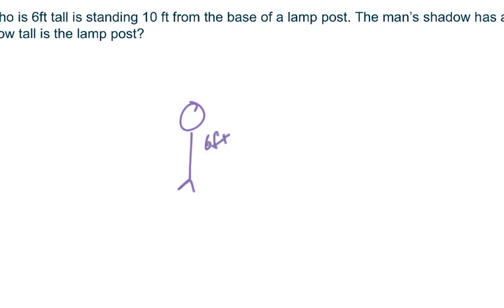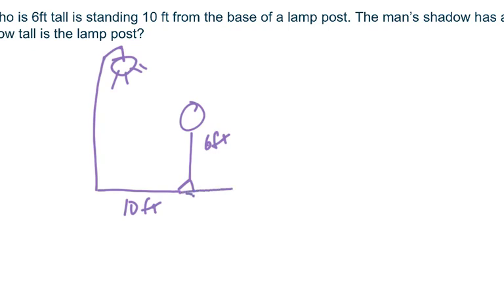Is standing 10 feet from the base of a lamppost. Like my lamppost. So 10 feet from the base of the lamppost. And then his shadow is 4 feet long. And we want to know how tall is the lamppost. So you're thinking, well, I don't know how to figure this out. Well, similar triangles allows us to do this.